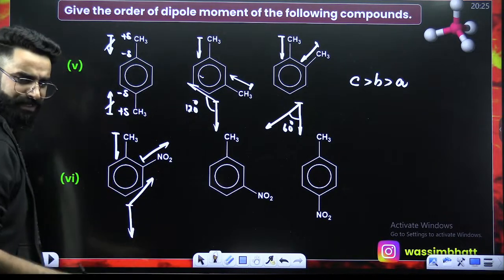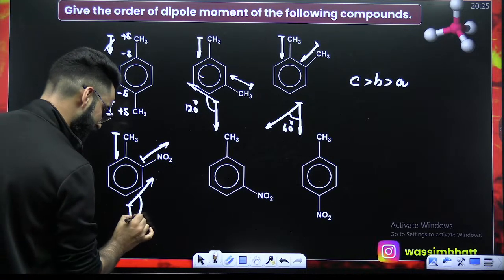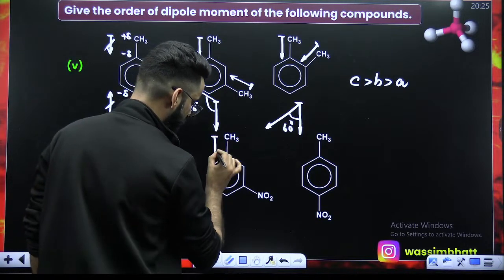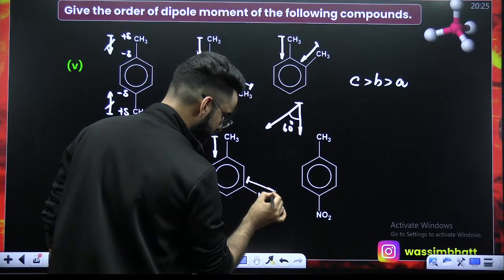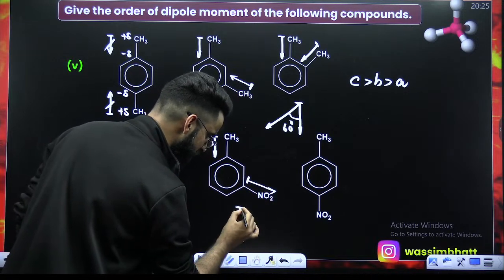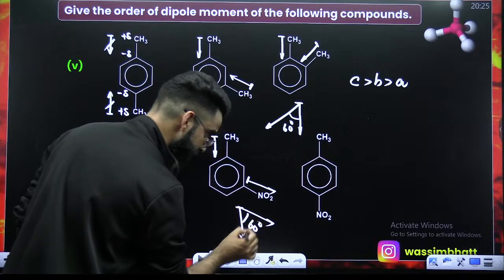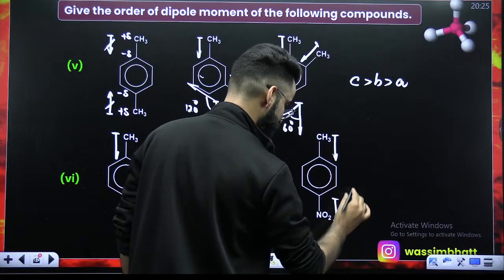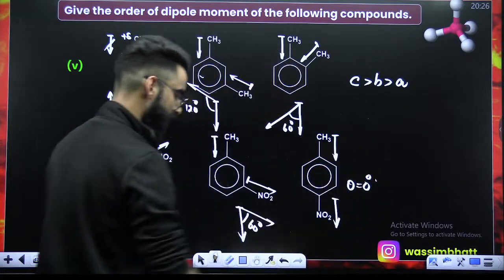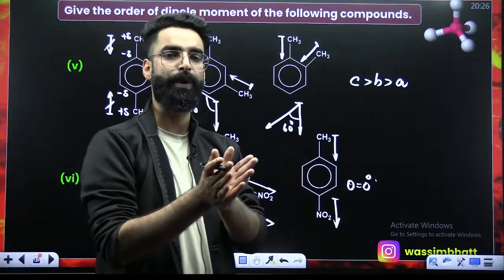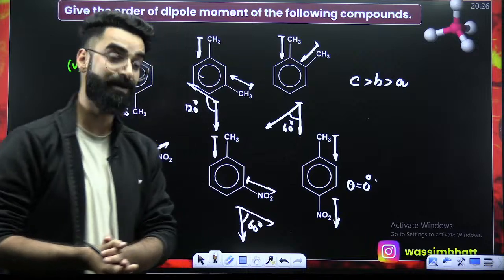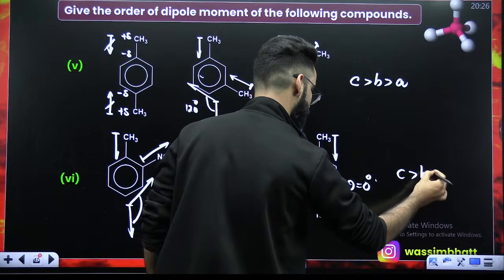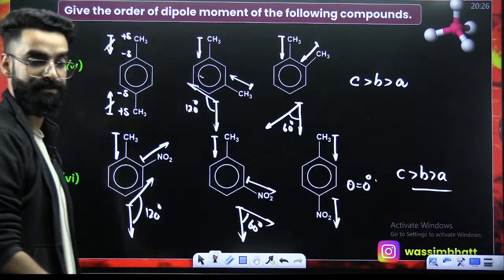Shifting of vectors, I believe you would have studied. What is the angle between these two vectors here? It is 120 degrees. In the next case, one vector is going downwards, one vector is going in this direction. The angle here is 60. Positive to negative, positive to negative: both vectors are going downwards. The angle here is 0. The lesser the angle between the two vectors, the more the magnitude of the resultant. So where will the resultant be more? In C. So the net dipole moment of C is more, followed by B, followed by A. Done and dusted.